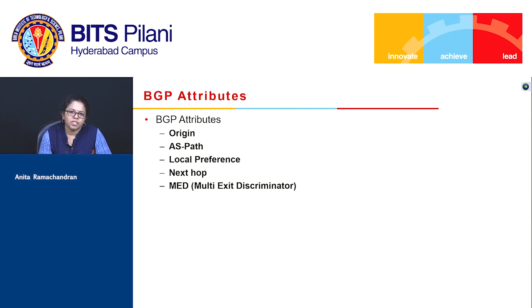Now, we mentioned BGP attributes. Some of the BGP attributes that are commonly used are origin, AS path, local preference, next hop, and multi-exit discriminator. These are attributes that describe a route. What are the other properties of the route that are relevant to the other BGP speakers so that the path can be used in the appropriate manner? We will look at these attributes in detail in the next video, but just to give a flavor, each route or each prefix is accompanied by a set of attributes.